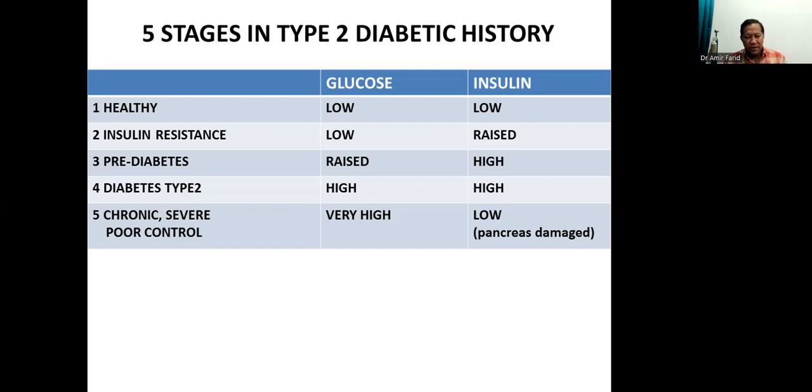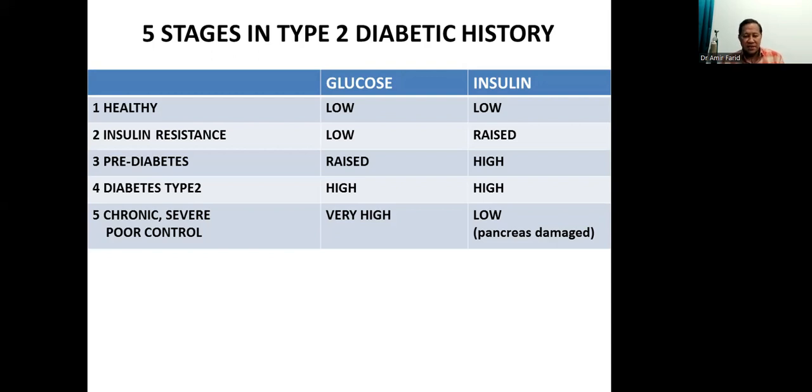Over many years, even the pancreas becomes damaged. And when the beta cells of the pancreas are damaged, then insulin production is affected. So now you have a situation where the type 2 diabetic person has a condition almost like type 1 diabetes, because the pancreas is now damaged and insulin production becomes low.